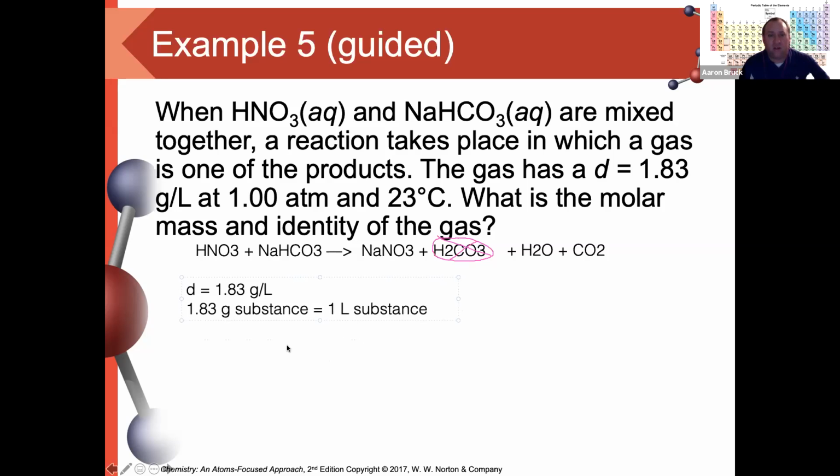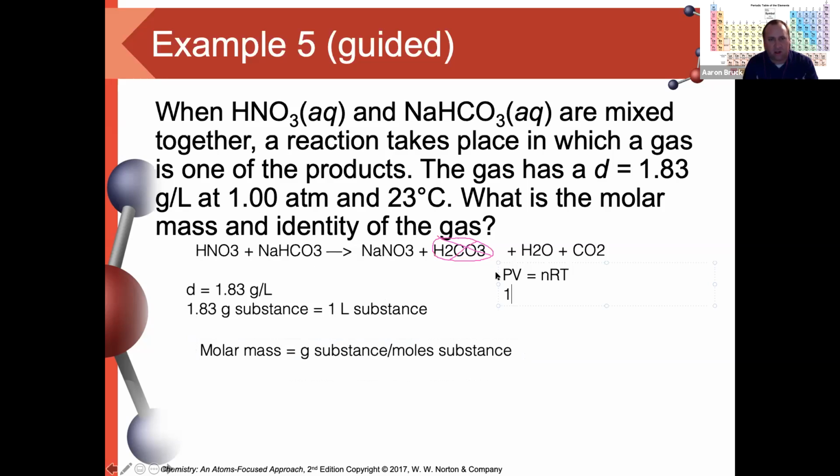And so to that end, if we want to figure out the molar mass, remember molar mass is equal to mass of substance in grams divided by moles of substance. And so I already have a mass of substance. What I need to figure out is the number of moles of substance. And this is where the ideal gas law will ultimately help us. PV is equal to nRT.